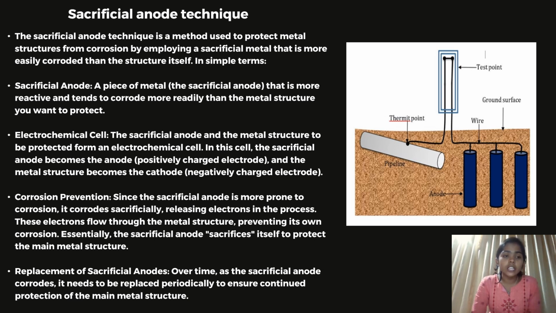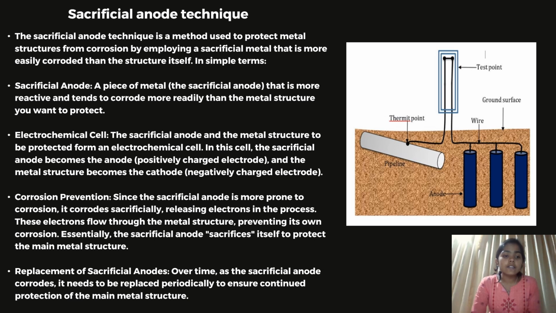Sacrificial anode technique. The sacrificial anode technique is a method used to protect metal structures from corrosion by employing a sacrificial metal that is more easily corroded than the structure itself. In simple terms, a sacrificial anode is a piece of metal that is more reactive and tends to corrode more readily than the metal structure you want to protect. Electrochemical cell. The sacrificial anode and the metal structure to be protected form the electrochemical cell.